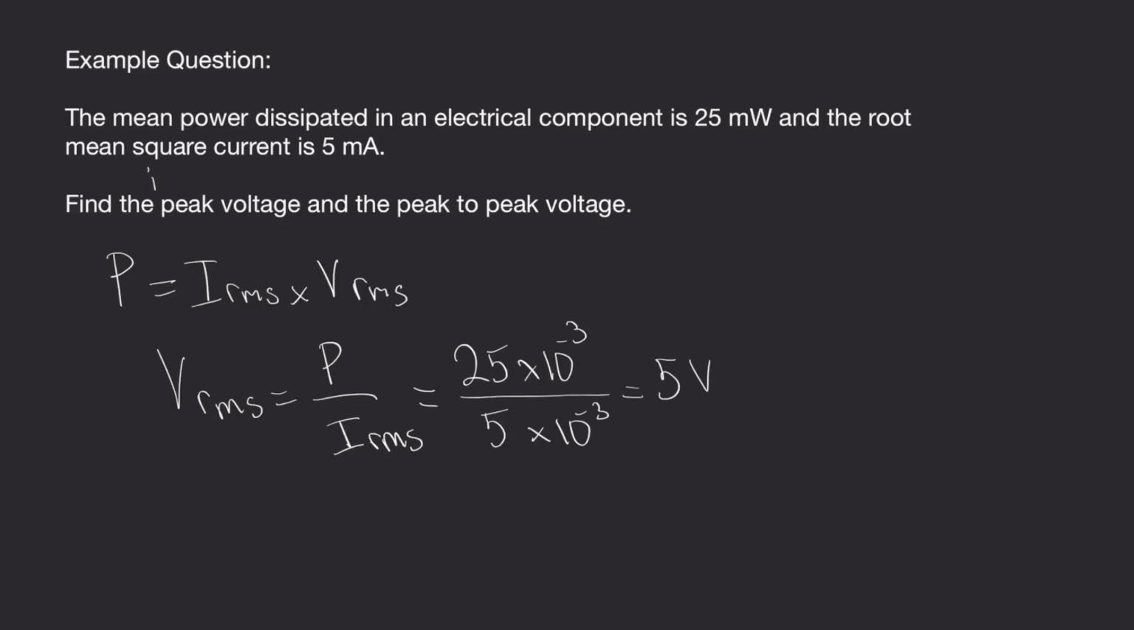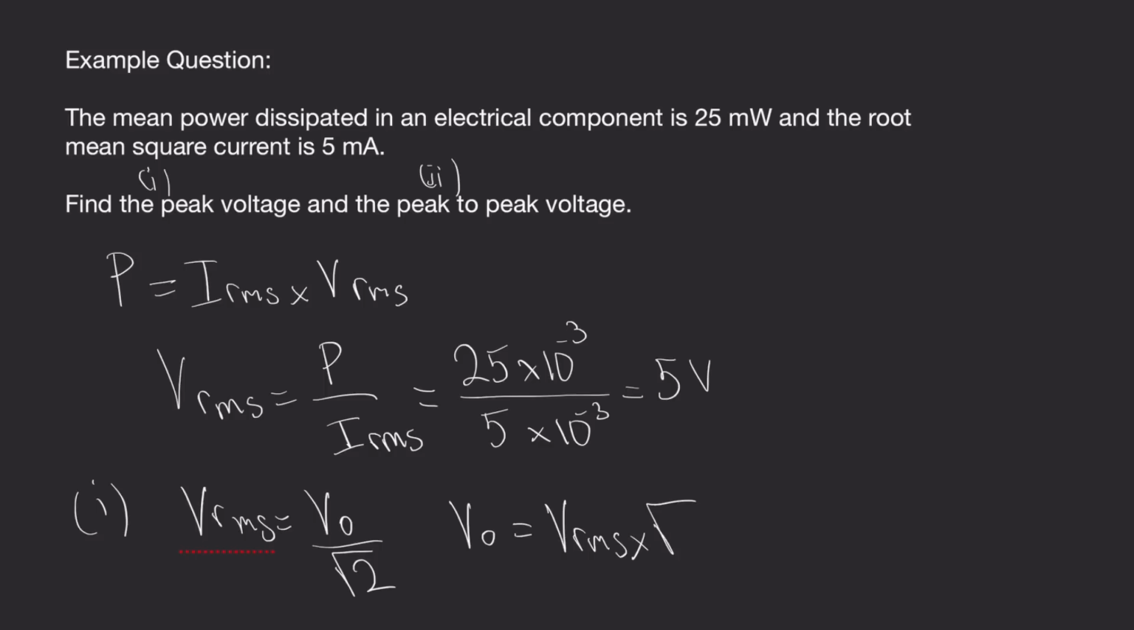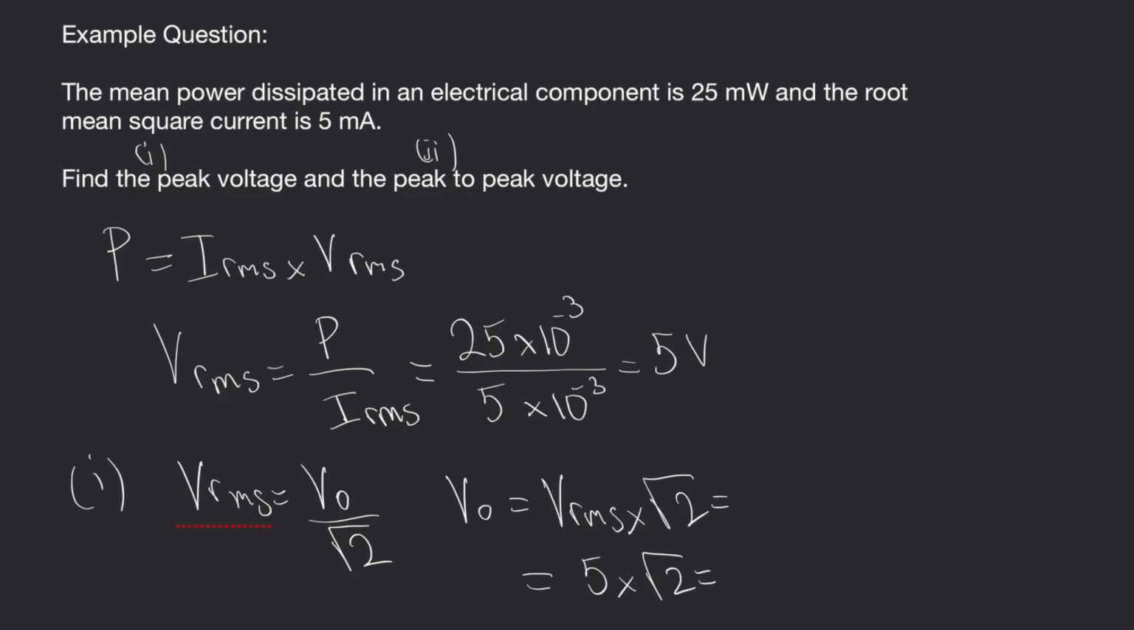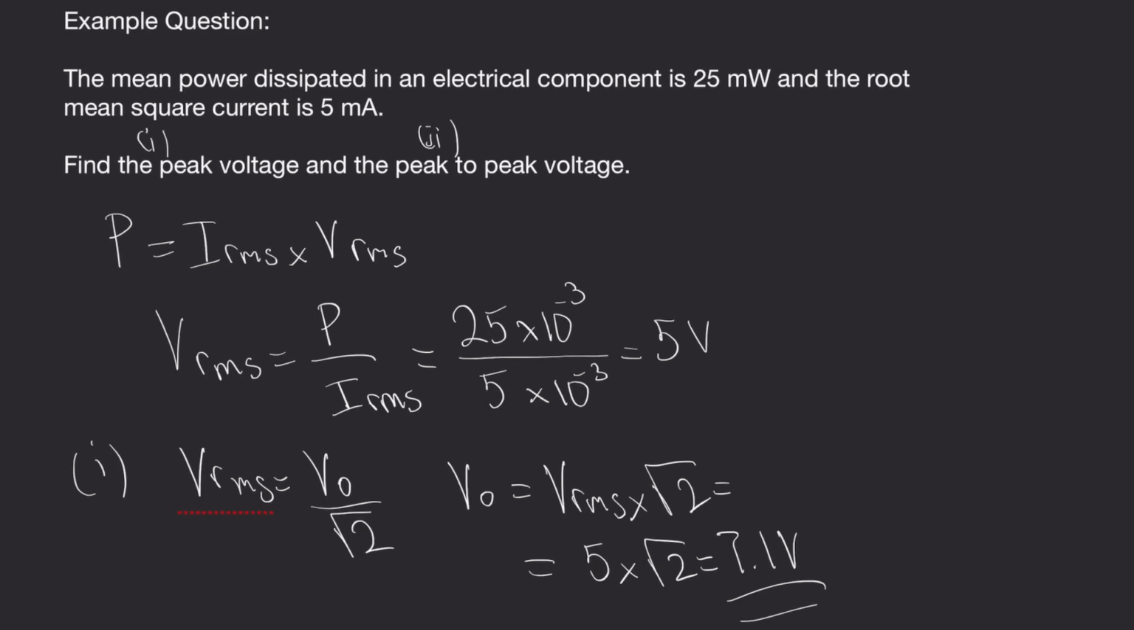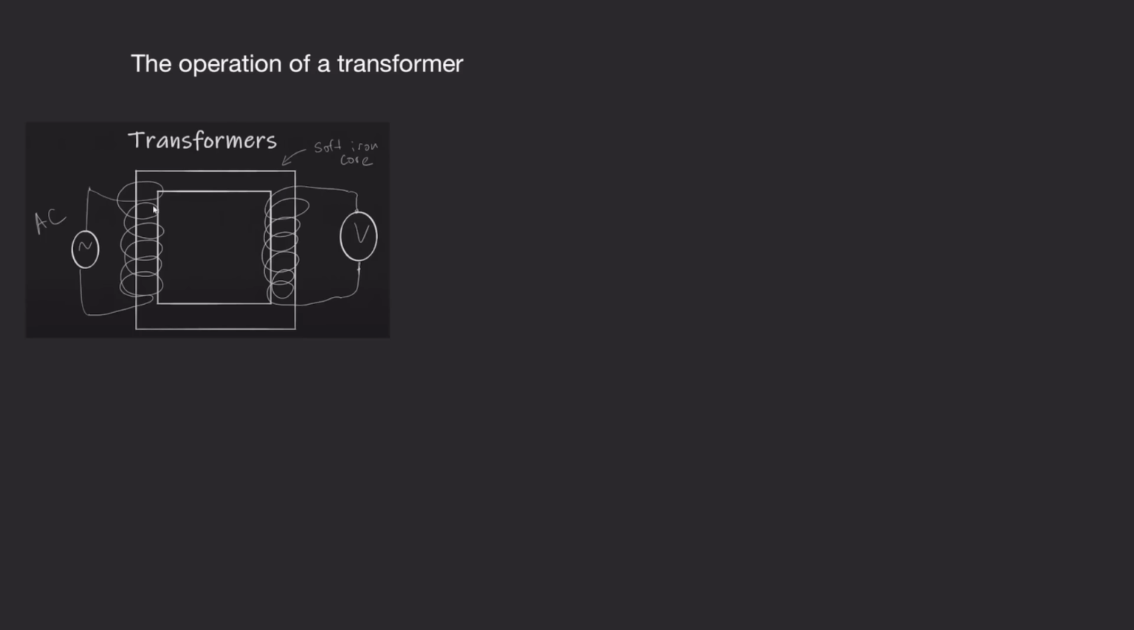Let's say the peak voltage is part 1. Let's say this one here is part 2. So V RMS is equal to the peak voltage V0 over root 2, meaning that V0 is V RMS multiplied by root 2. So this here will be 5 multiplied by root 2, and that's around 7.07, let's call it 7.1 volts. Now the peak-to-peak voltage will just be twice that value. So this here will be 2 times 7.1, which is what, 14.2 volts.